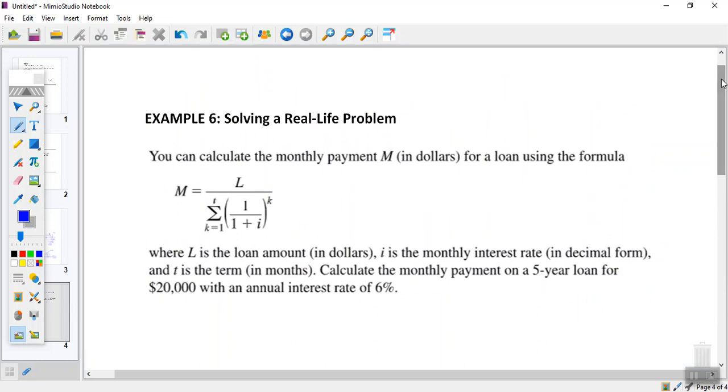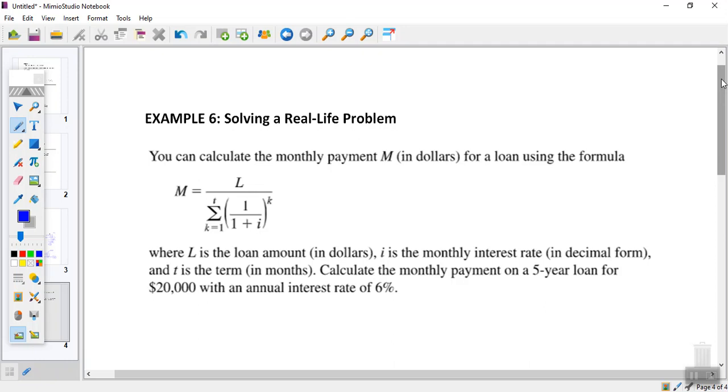Okay, solving a real life problem. I'm going to read through this right here. It says you can calculate the monthly payment in dollars for a loan using the following formula. M equals L over the summation of the first how many terms? T. For 1 over 1 plus I to the K, where L is how much you borrowed in dollars. I is the monthly interest rate as a decimal. So if I said 25%, which is astronomically high, 25% as a decimal would be 0.25. So I is my interest rate in decimal form.